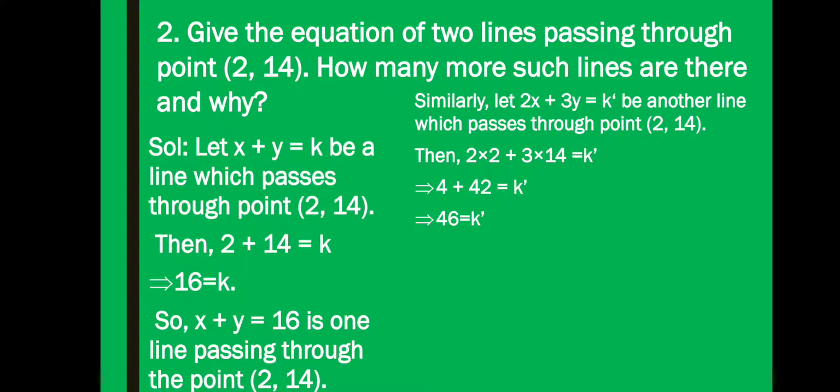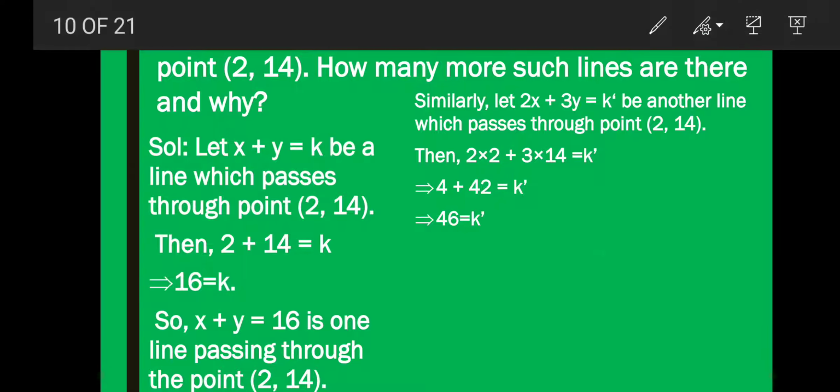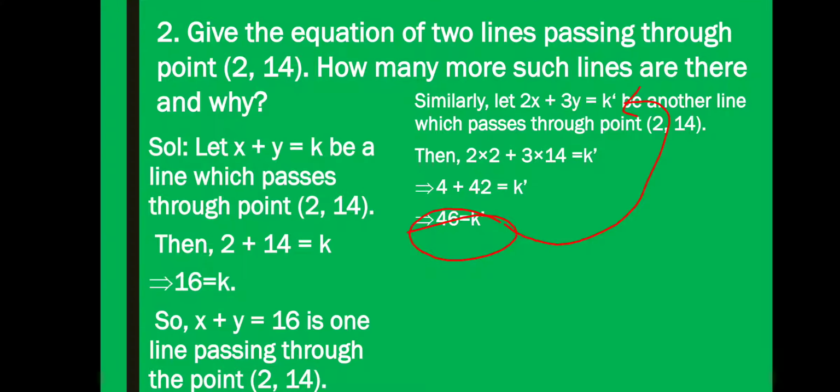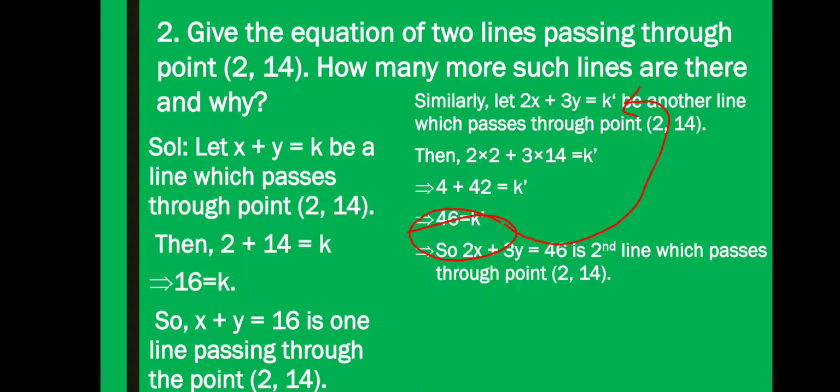From here we got the value of k dash. Okay, this is the value of k dash. Now we will put this value in our considered equation, that is 2x plus 3y is equal to k dash. When we put this value in the above equation, it becomes 2x plus 3y is equal to 46.